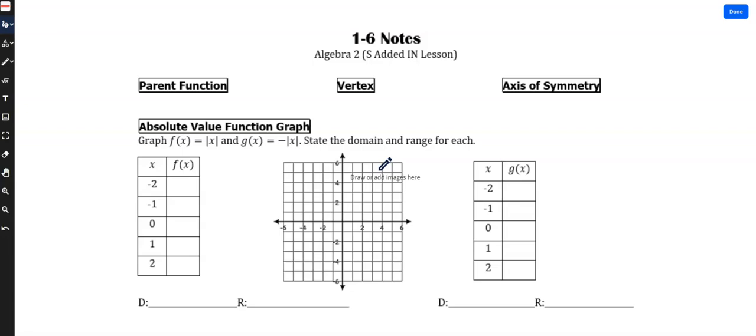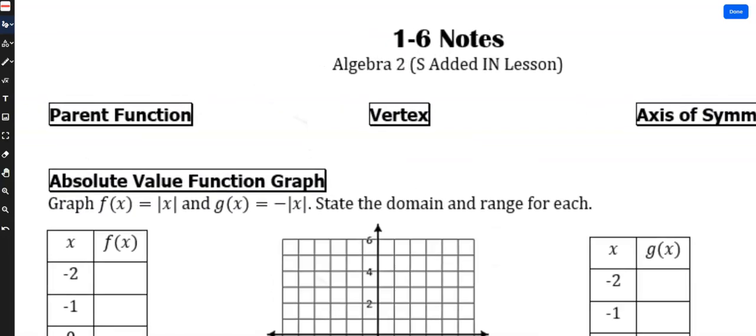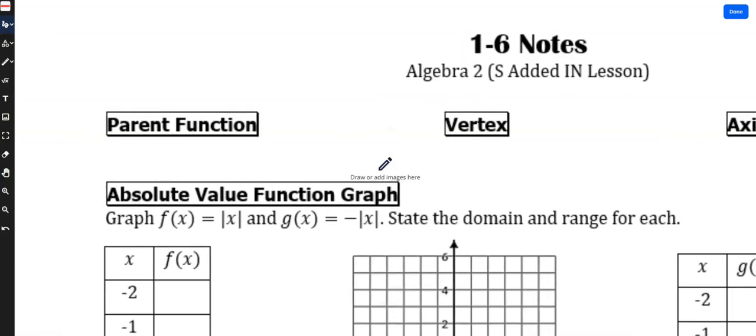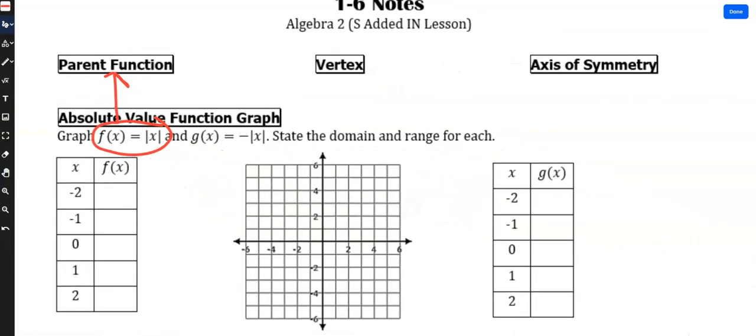All right, section 1.6. The parent function is the original function. Some might call it the OG. So, in this particular situation, this right here would be your parent function. Now, an absolute value function has a vertex. That's a place where it changes directions.